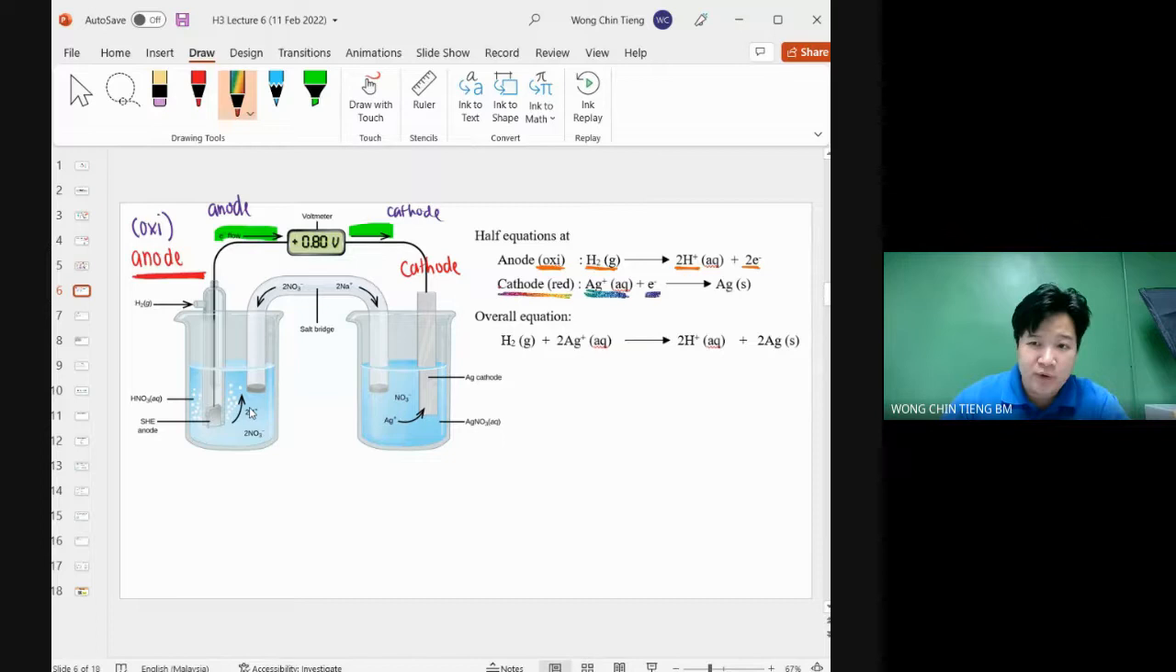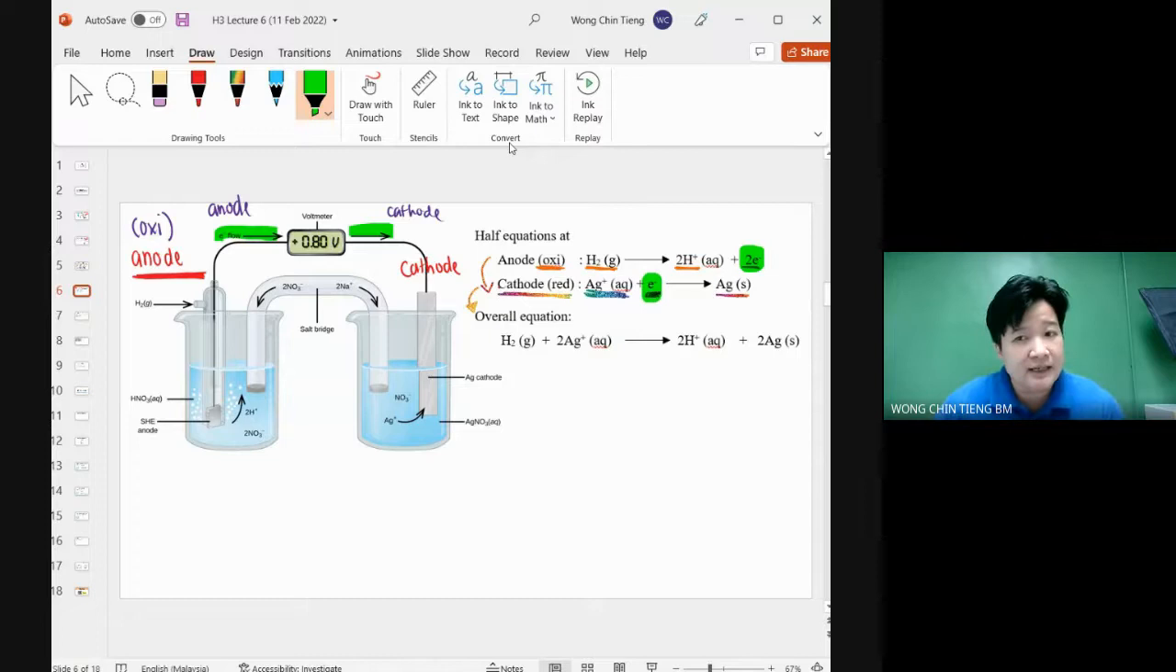And if I want to combine them to become my overall equation, guys, what do I need to do to make sure I can cancel off the electrons? I have 2 electrons in the anode and only 1 electron in the cathode. So we can't cancel off 2 with 1. So what do we do? We multiply everything by 2, so that I get 2 Ag+, 2 electrons and 2 Ag. Now that it is 2, I can cancel my electrons.